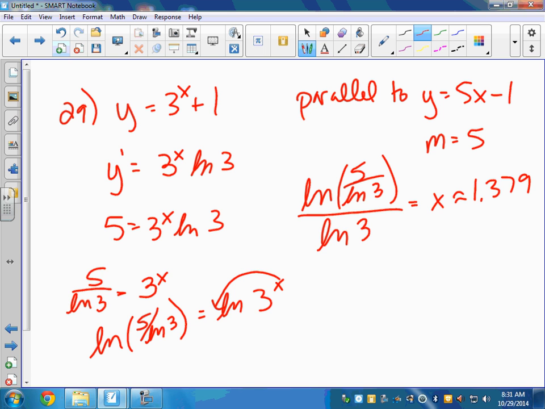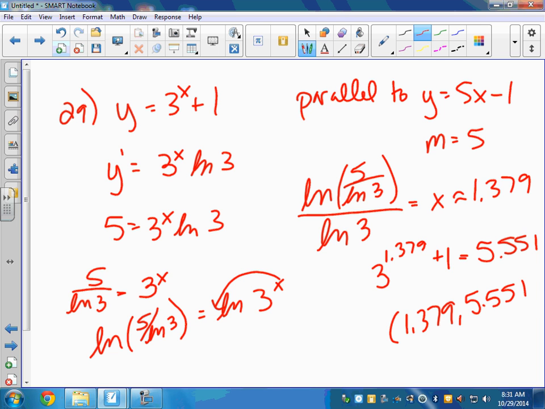To find the y value, I just plugged that in. I said 3 to the 1.379 plus 1, and it ended up being 5.551. So the point where this graph's tangent line is parallel to this line, which means where they have the same slope, would be approximately that point.